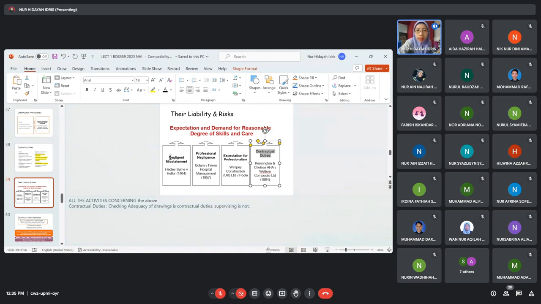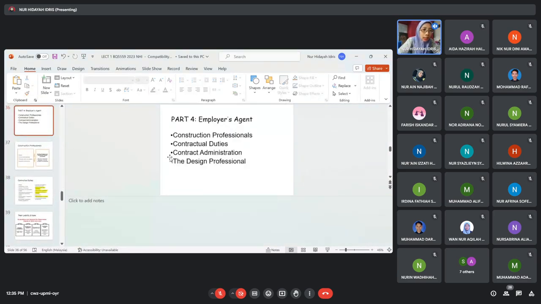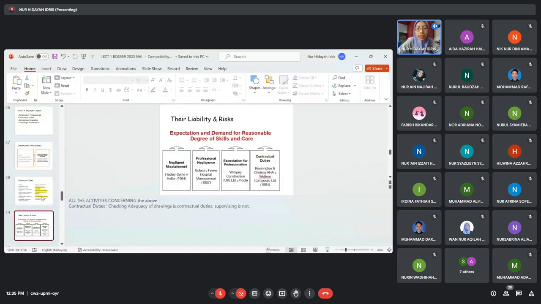Alright, and then the second one adalah professional negligence. So Bolam v Friern Hospital Management, the basic test for professional skill and care is whether other qualified persons practicing the same profession would have taken the same action. So architect will be tested against the conduct of other architects. So maksudnya di sini professional negligence ini adalah bila dia buat sesuatu conduct, okay, untuk disalahkan, okay, on professional negligence whereby kalau diberikan satu situation, okay, ada empat arkitek. Arkitek A, B, C, D.